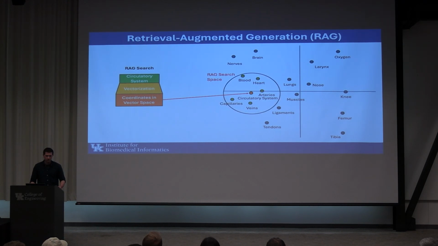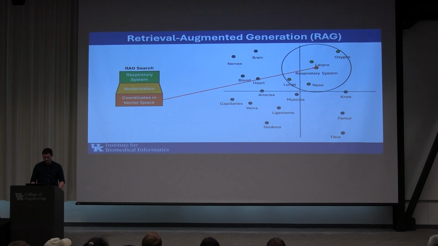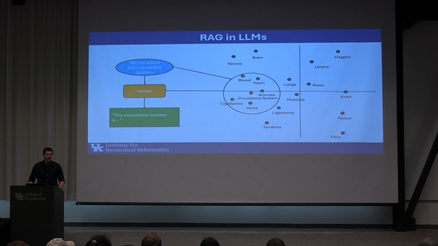So then we're able to do a RAG similarity search. So we take the data that we've encoded and the query that we encoded, and find a range of data that is most similar to that encoded query. So in this example, it found arteries, blood, heart, capillaries, and veins, which are all related to the circulatory system and are the most related documents in this database. And if we want to do that for a respiratory system, it might grab oxygen, larynx, lungs, and nose.